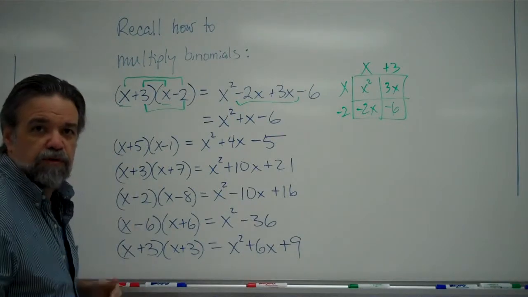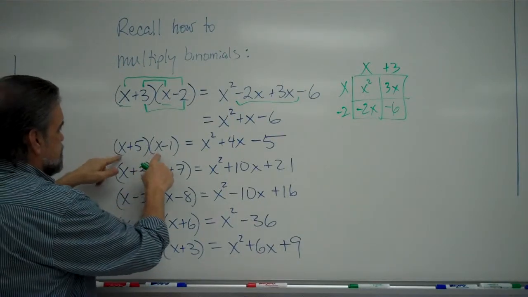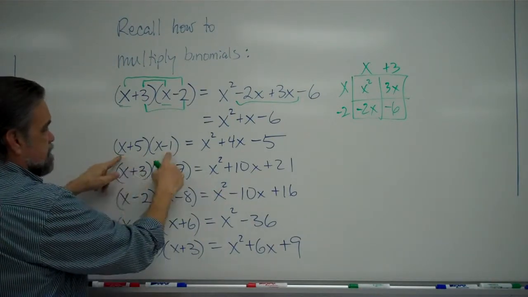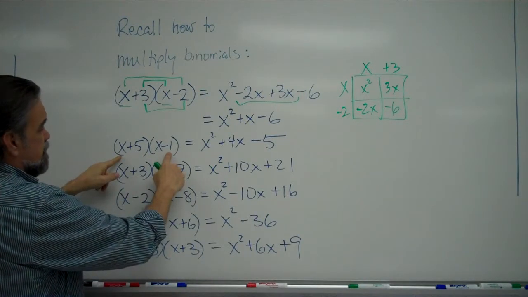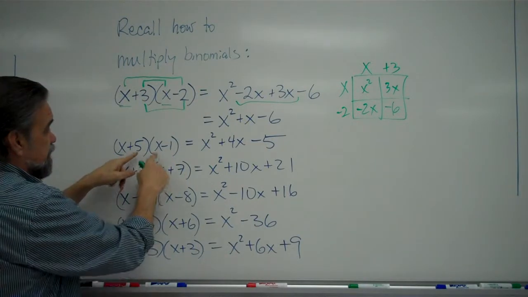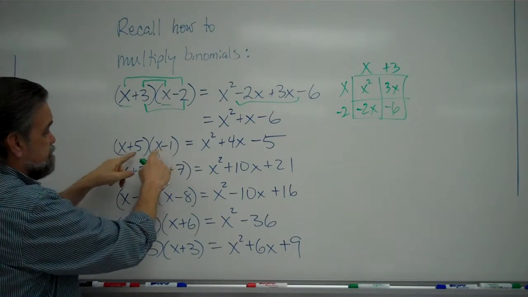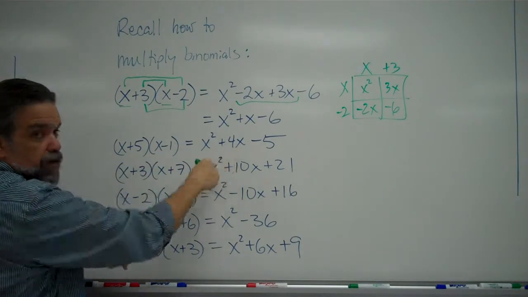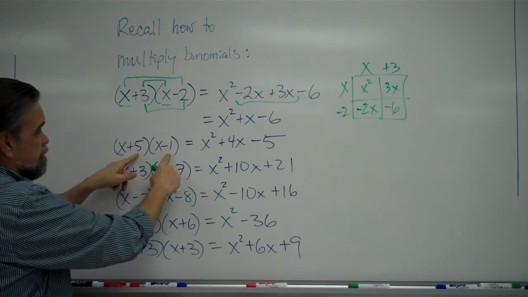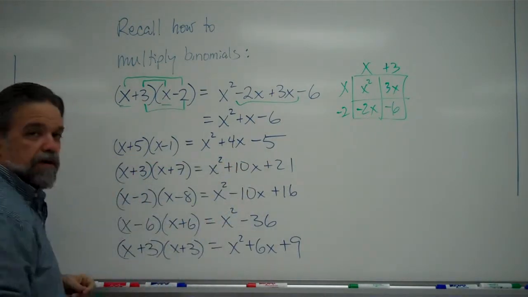Let's go ahead and use FOIL. It worked pretty well last time. So we'll say x times x is x squared. x times negative 1 is negative 1x. x times 5 is 5x. And if I combine my negative 1x plus my 5x, I get 4x. And then 5 times negative 1 is negative 5.